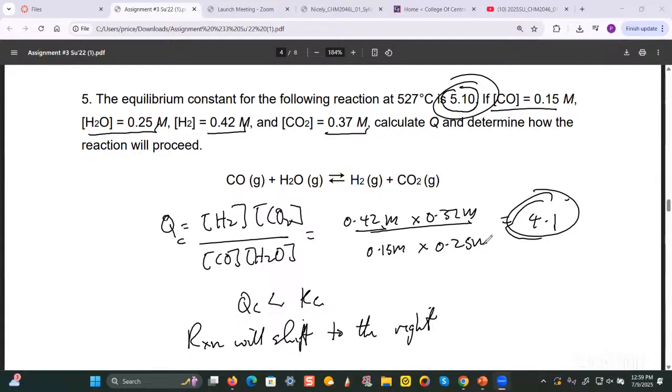Because if Q is less than K, that means the amount of reactants present in the system is too high and the amount of products is too low for equilibrium. So to achieve equilibrium, the system would have to shift to form more products and reduce the amount of reactants so that the QC becomes equal to KC, and therefore equilibrium is achieved that way. All right?